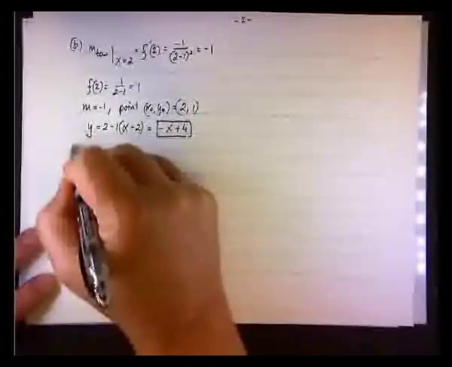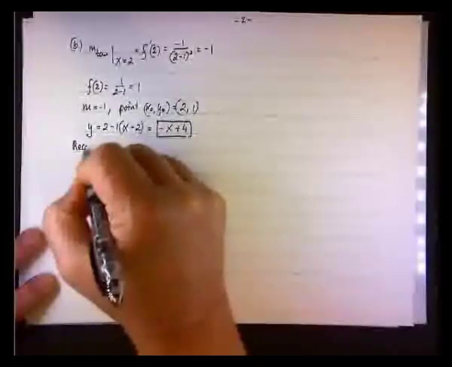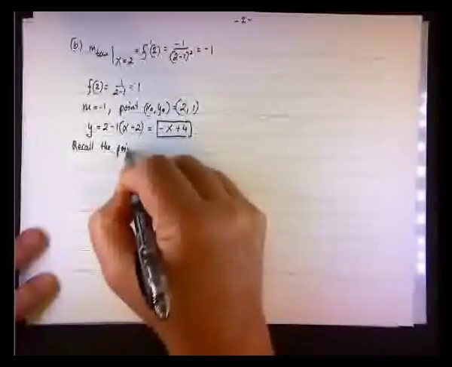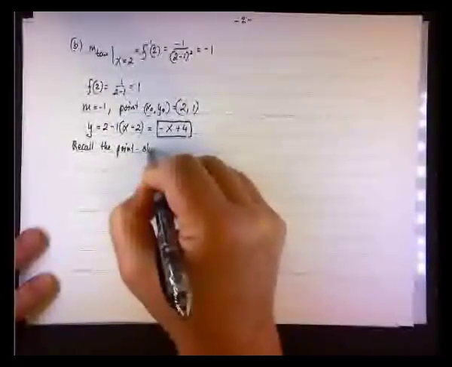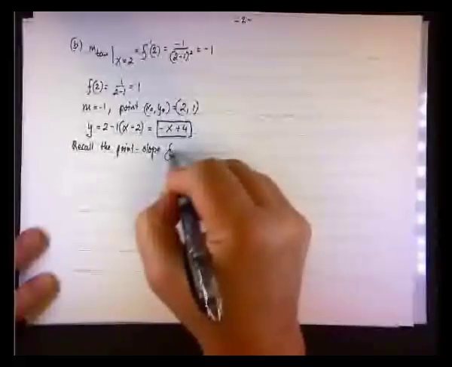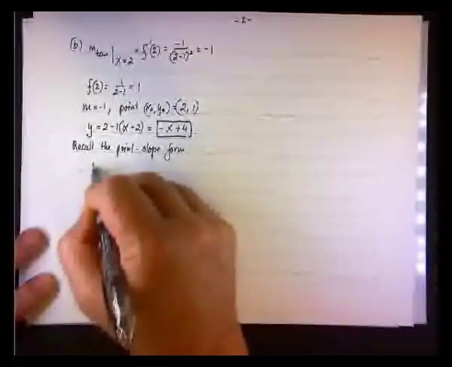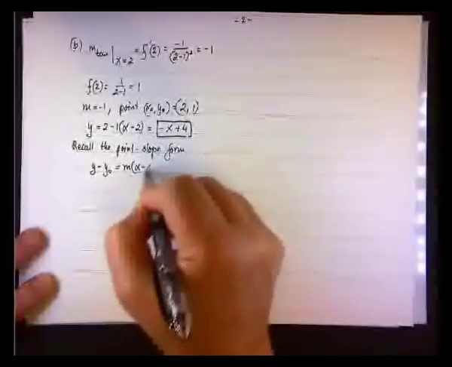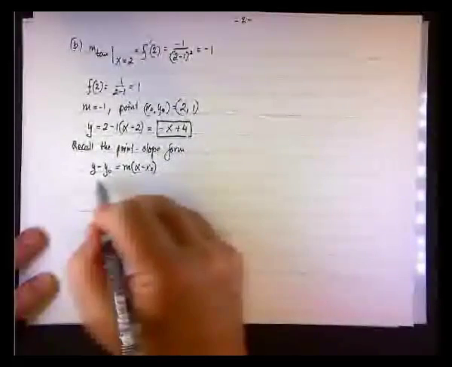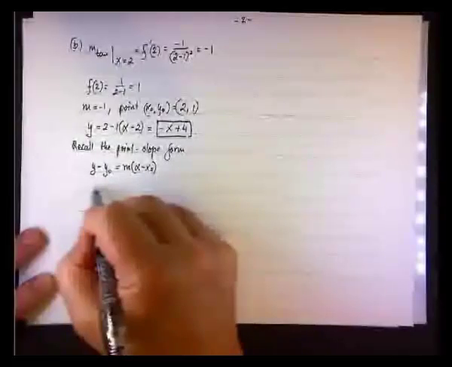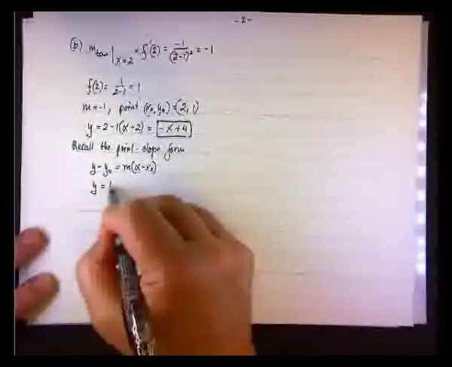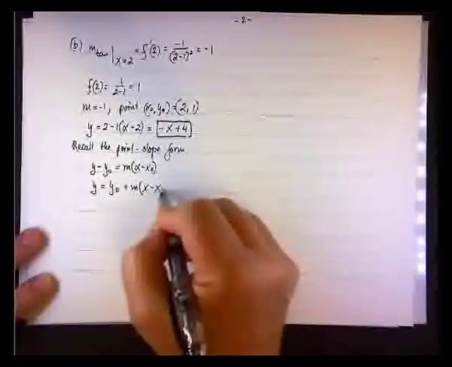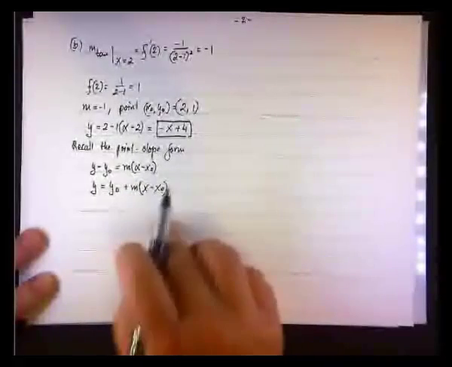So recall the point slope formula. Originally it will be y minus y sub 0 equals m times x minus x sub 0, but in calculus, if you add y sub 0 to both sides, you end up having y equals y sub 0 plus m times x minus x sub 0. And this is what we're using.